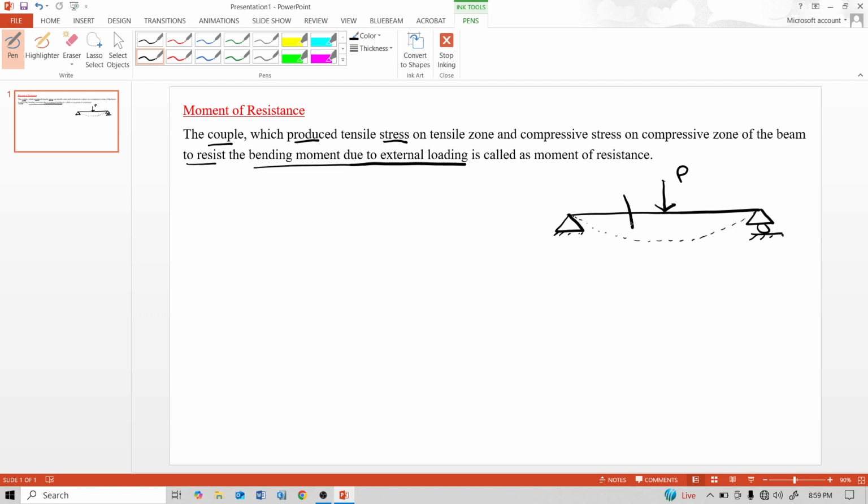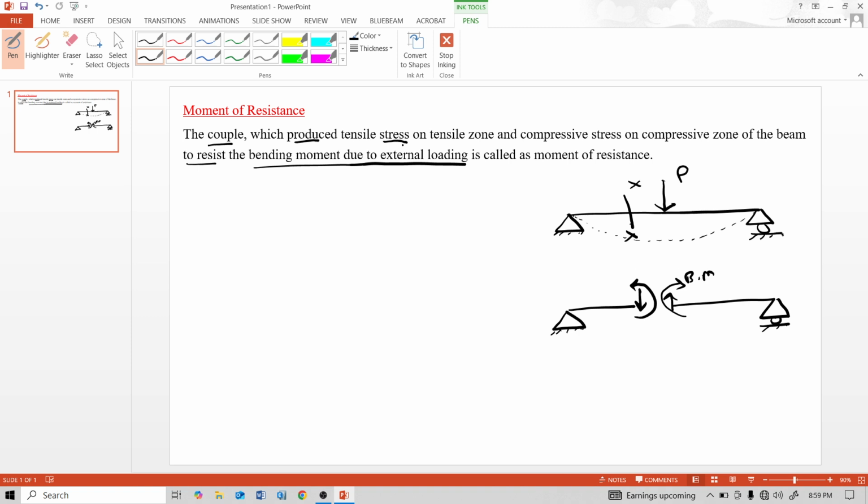Cut one section here, section X. Due to this external load P, bending moment and shear force generate inside the beam. This is the shear force and this is the bending moment.